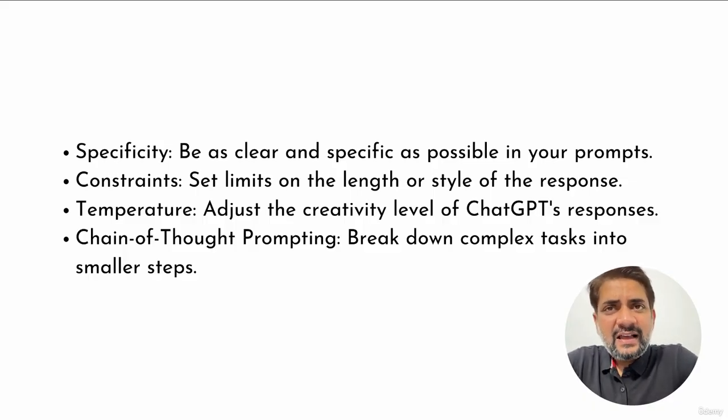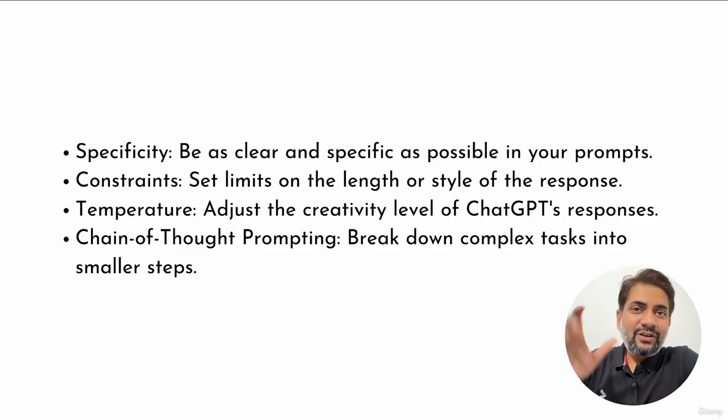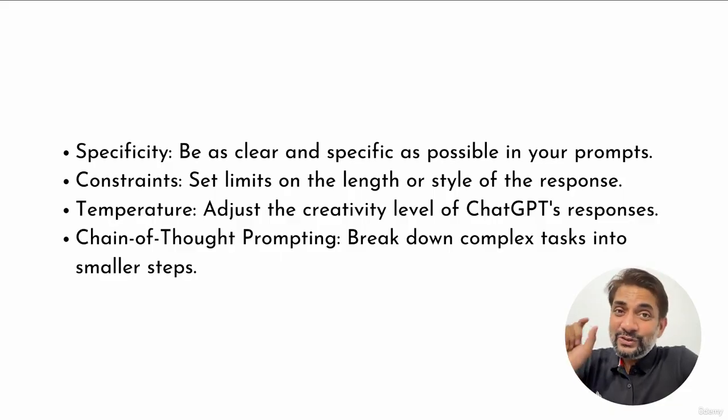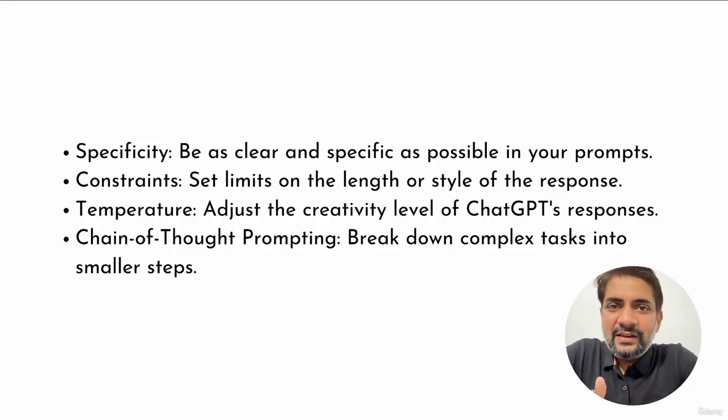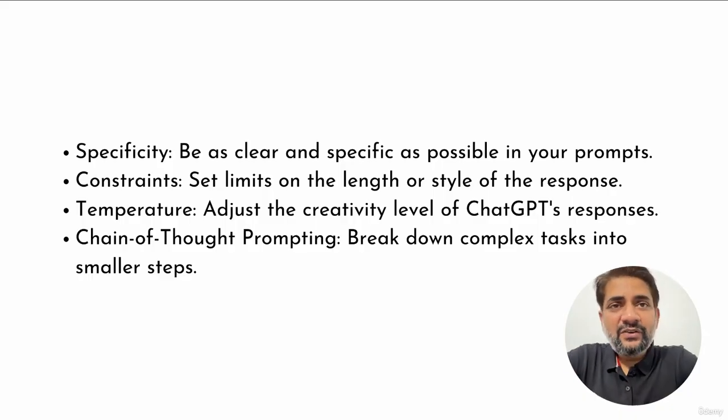So specificity. Be as clear, as specific as possible in your prompts. The more clear you are and the more specific you are, ChatGPT won't know from your 1-liner or 2-liner about what is going in your mind. It will only understand what you have given it or typed there. So the more specific, the more situations or circumstances you can give it, the better is your output going to be. Constraints. You set limit on the length or style of the response. We'll see in more details about each one of these, but yeah, this is a brief about. Temperature is to adjust the creativity level of ChatGPT's responses. Chain of thought prompting is breaking down complex tasks into smaller steps.